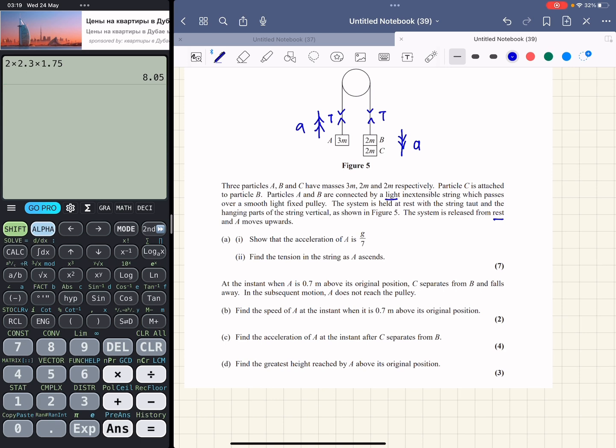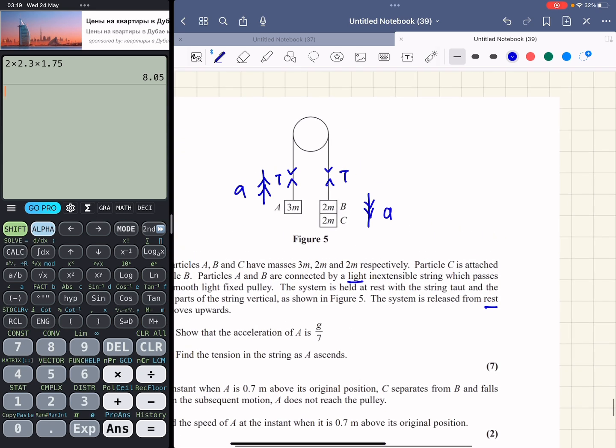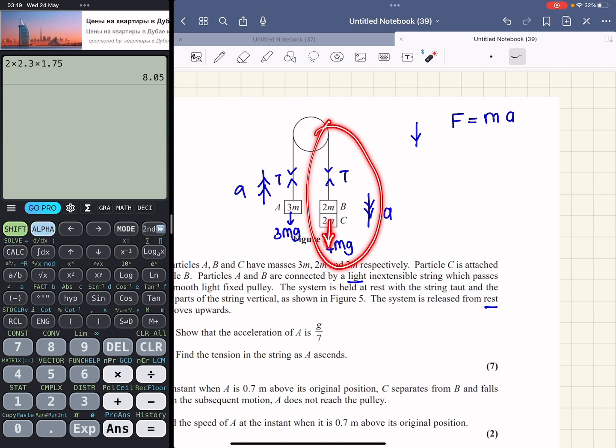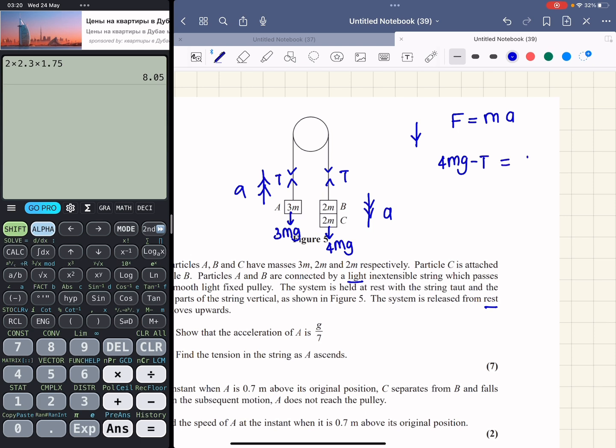Show that the acceleration of A is g over 7. So we're going to form two equations. One is F equals ma for B and C on this side, for it to go down. Here I've got 4mg altogether and I've got 3mg on this side. Because this side is going down, 4mg minus the tension is equal to 4m times the acceleration a. That's the equation for that.